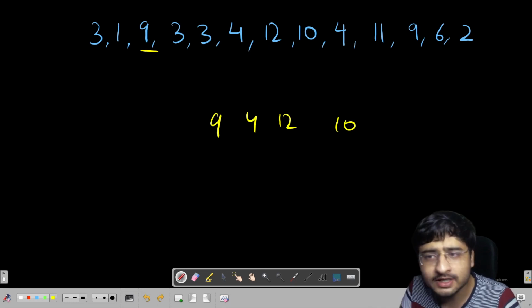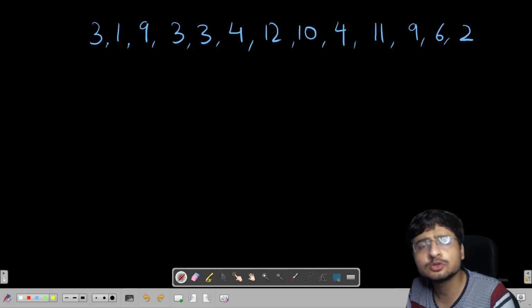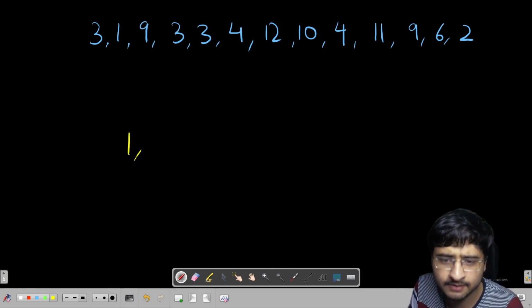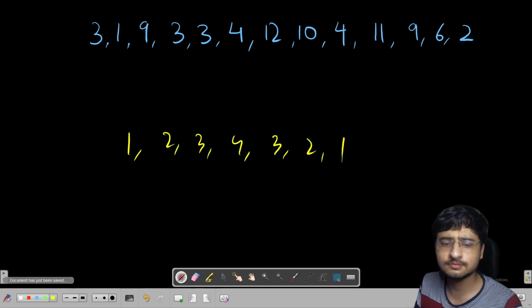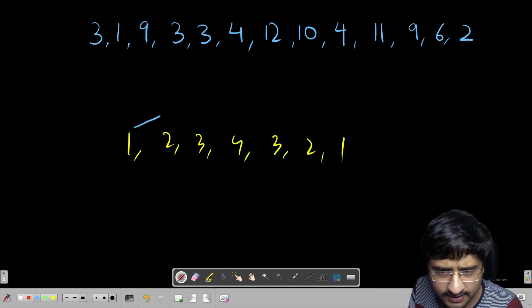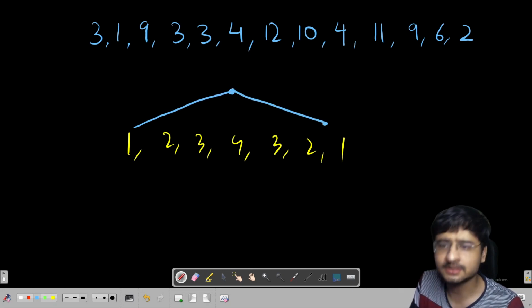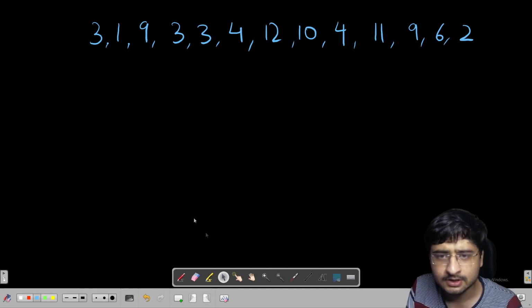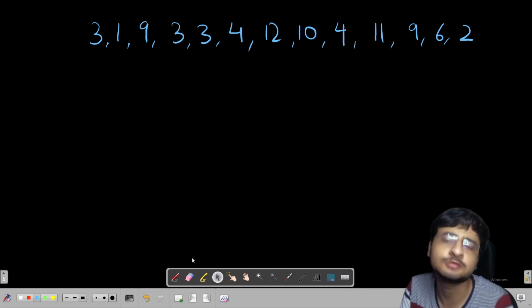Let us see what is the longest bitonic. Let's first understand what is a bitonic subsequence, right? So any subsequence which is first increasing and then decreasing is a bitonic subsequence, right? So let's say 1 2 3 4 3 2 1. If you look at this, here it is increasing 1 2 3 4, and then 3 2 1, it is decreasing. It is a bitonic subsequence. This is what a bitonic subsequence is, right? So I hope the definition of bitonic subsequence is clear. Let's see what is the longest bitonic subsequence in this particular test case.